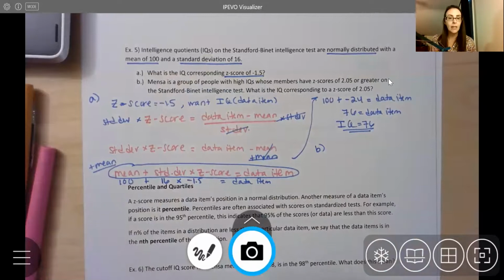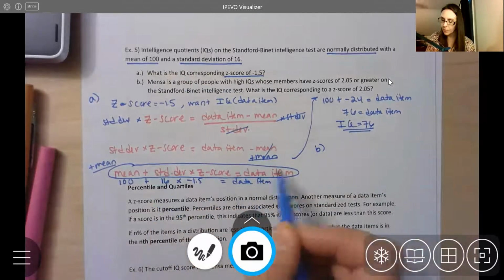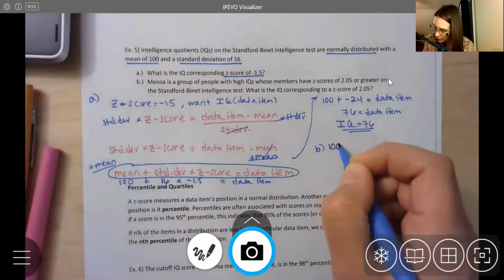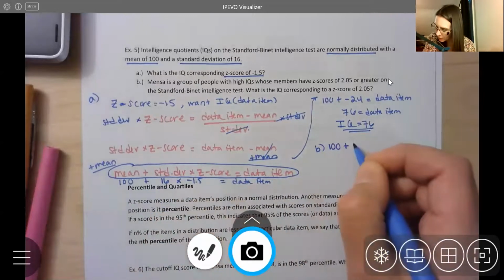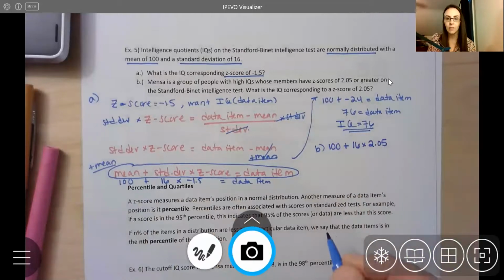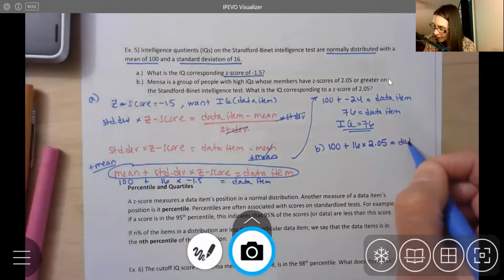Part B says Mensa is a group of people with high IQ scores whose members have z-scores of 2.05 or greater on the intelligence test. So what is the IQ score corresponding to a z-score of 2.05 this time? I'm going to use my same formula here, right? I'm going to take the mean, which is 100, and add it to 16, which is my standard deviation, times my z-score, which this time is 2.05 instead. That will give me my data item that I'm looking for.